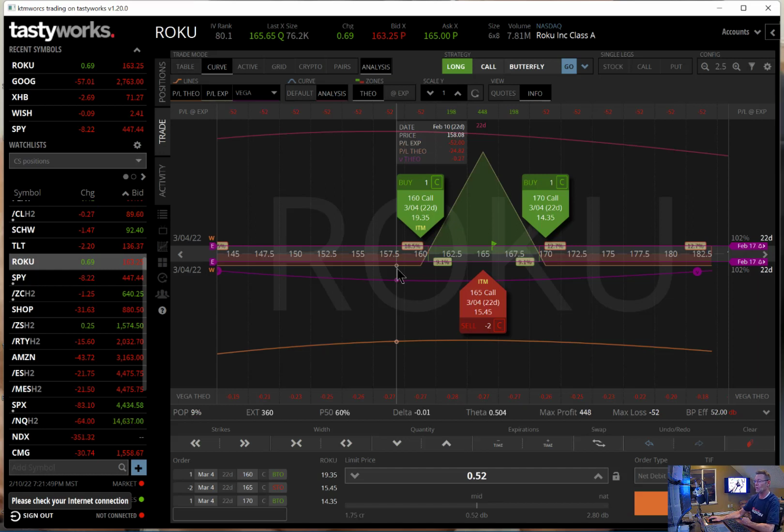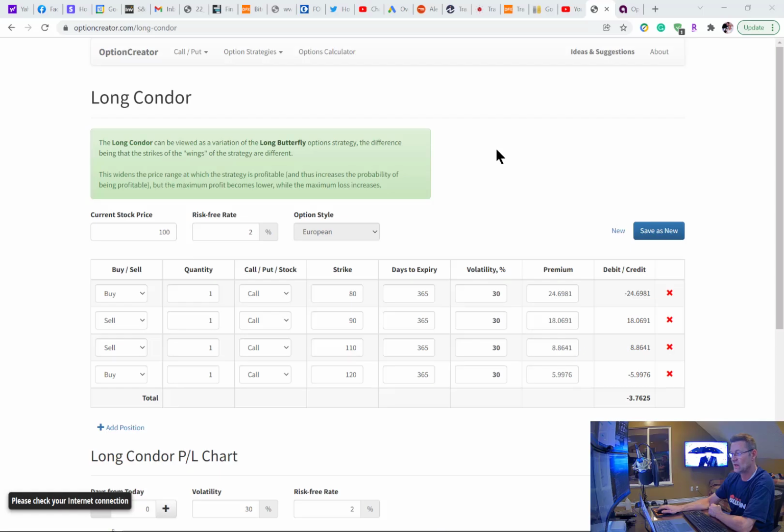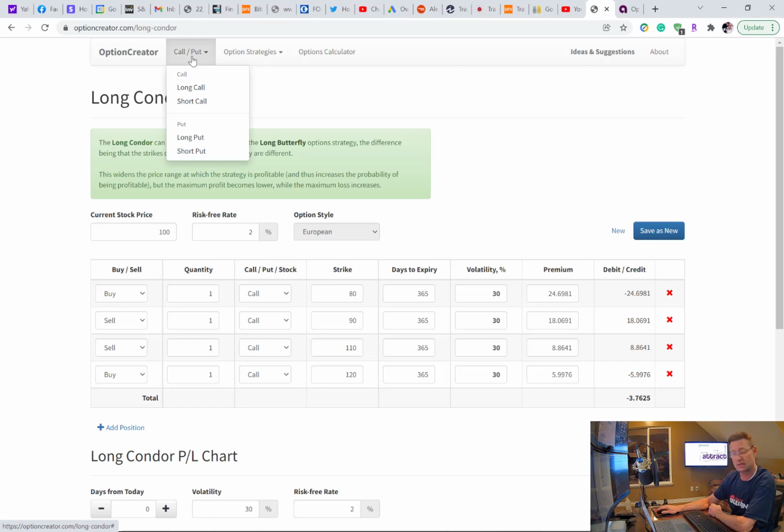So I want to give you a quick access to a free website where you can solve all of those issues. So the free website that I want to share with you is optioncreator.com. Optioncreator.com. Free website, you can go there, you can use it, and it just is a very, very simple, straightforward way to build risk graphs if you don't have access to a more complicated software program that can do multiple legs and graph different strategies.